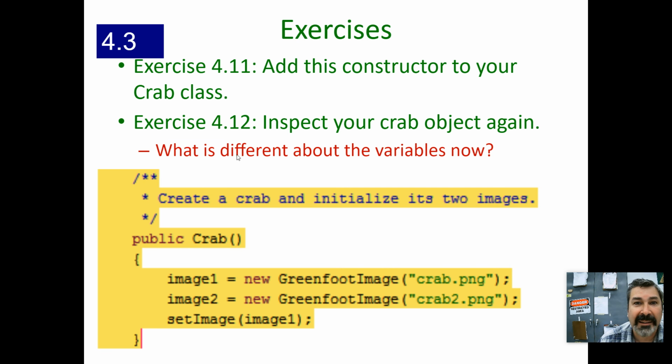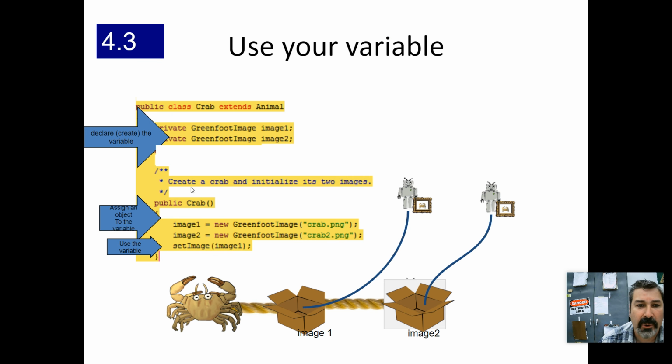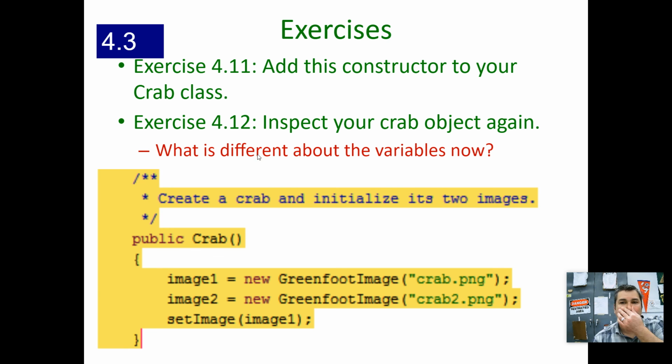Okay, so now finally add this constructor and code to your class. Public crab, and don't forget it goes right here after private Greenfoot image 1, private Greenfoot image 2. We already have this code. Now you're going to type this code in right after that. Okay, now inspect your crab object again.